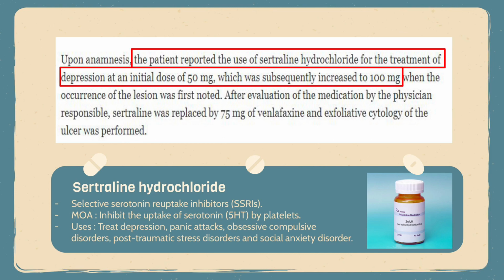Upon further examination, the patient reported the use of sertraline hydrochloride for the treatment of depression at an initial dose of 50 mg. It was subsequently increased to 100 mg when the occurrence of the lesion was first noted. Sertraline hydrochloride belongs to the group of drugs called selective serotonin reuptake inhibitors. It works by inhibiting the uptake of serotonin by platelets, which will increase the serotonin level in the brain. It is used to treat depression, panic attacks, obsessive-compulsive disorders, post-traumatic stress disorders, and social anxiety disorder.